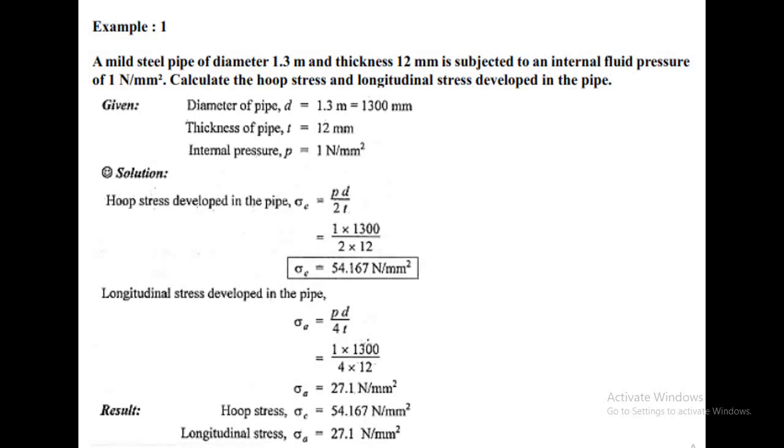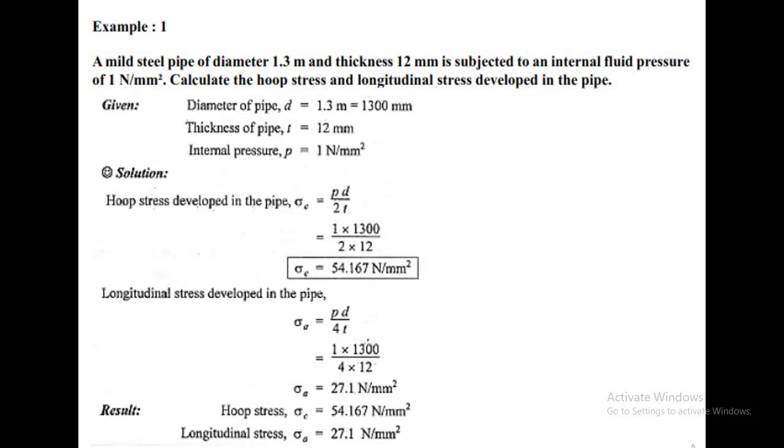A mild steel pipe of diameter 1.3 meter and thickness 12 mm is subjected to an internal fluid pressure of 1 Newton per millimeter squared. Calculate hoop stress and longitudinal stress. So they have given the diameter of the pipe, thickness of the pipe and internal pressure.